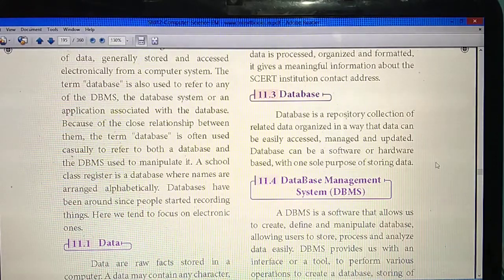Next, you can access that data easily. The same fees details I mentioned: if you are going to pay the fees and you say your name and class division, they will immediately find your name and you can pay the fees. So you are easily able to access and manage. What do you mean by manage? All the student details are managed in a database and updated. What do you mean by updated?